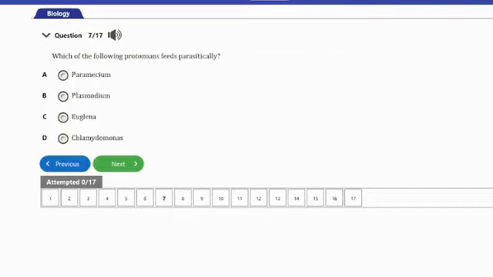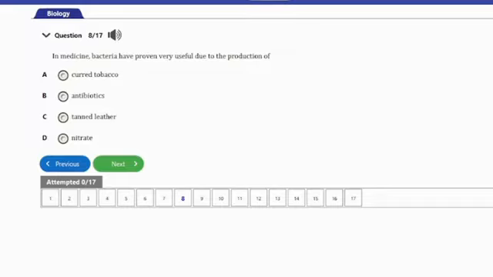That's question number 7 here. It says, which of the following protozoans feed parasitically? We have paramecium as option A, then plasmodium as option B, then euglena as option C, and chlamydomonas as option D. So guys, the protozoan here that feeds parasitically is plasmodium, and that's option B here. So guys, let's go ahead and consider the next question. That's question number 8 here.